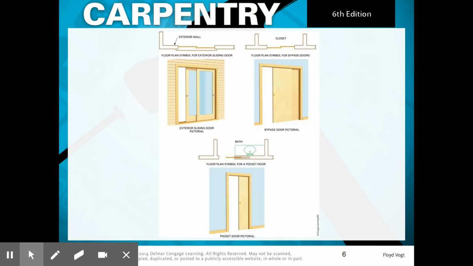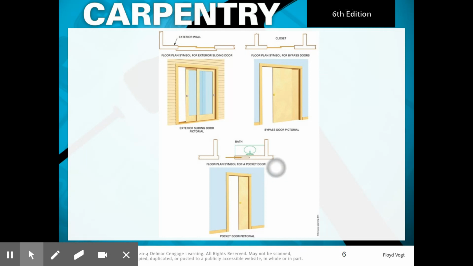So here's an example. On this one, we can see that this is an exterior sliding door. It's a pictorial representation of it. So if we're looking here, here's your exterior wall, here's your door, and there's your wall. And you can see this is different than what we have on your closet door here. And these are your bypass doors, and they just slide one in front of the other, one behind the other.